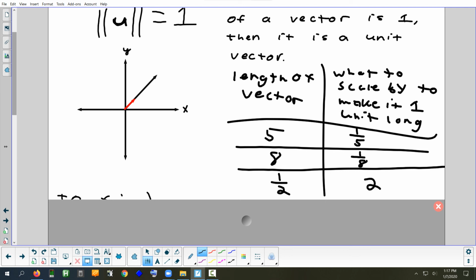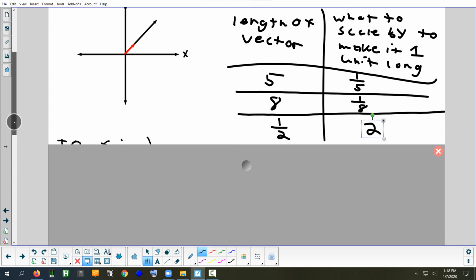So does anybody see the connection between the number in the left column and the number in the right column? Flip it. You flip it, exactly. So if you tell me the length of a vector and I scale it by the reciprocal of that length, it will force it to come out to 1 unit, always. 5, 1/5, 8, 1/8, 2, 1/2, 12, 1/12. Whatever number I have, I flip it and multiply it, and that will shrink it down to 1 unit. Or expand it to 1 unit. It depends. If it's too big, it would make it smaller. If it's too small, it would make it bigger. But we're forcing the length to be 1. That's all we're doing.